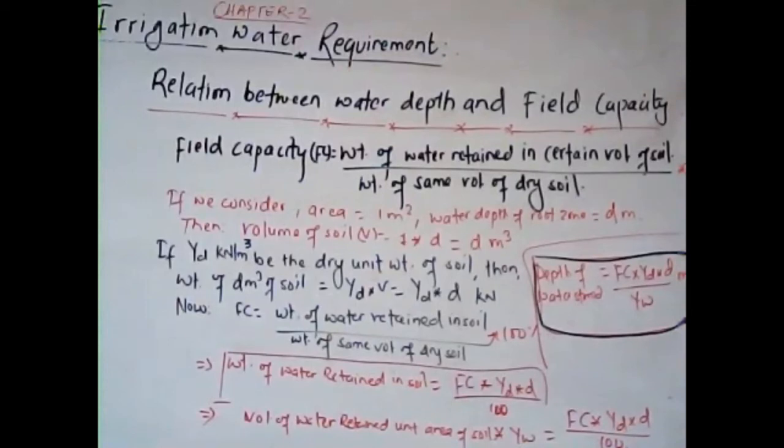Here in this Fc, where is 100? So in this expression, the depth of water stored equals Fc into gamma d into d by 100, with Fc presented in numeric values. That is, if field capacity is 50%, you have to apply 0.50 in this formula so that you can obtain the value of the depth of water stored. So this is the basic formula to determine the depth of water stored and the field capacity relationship.